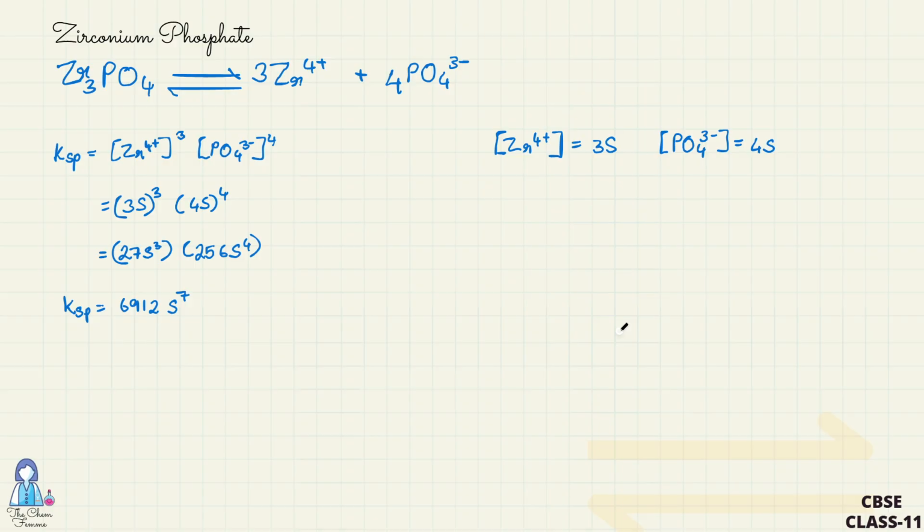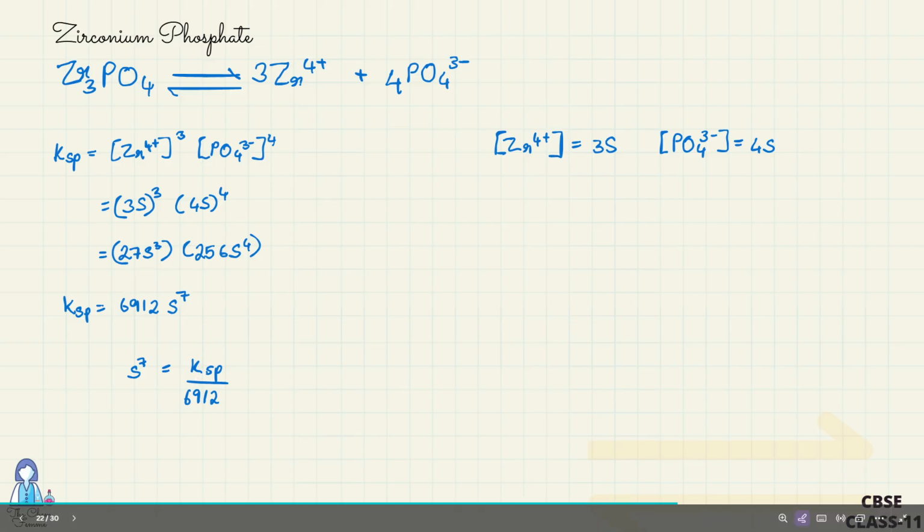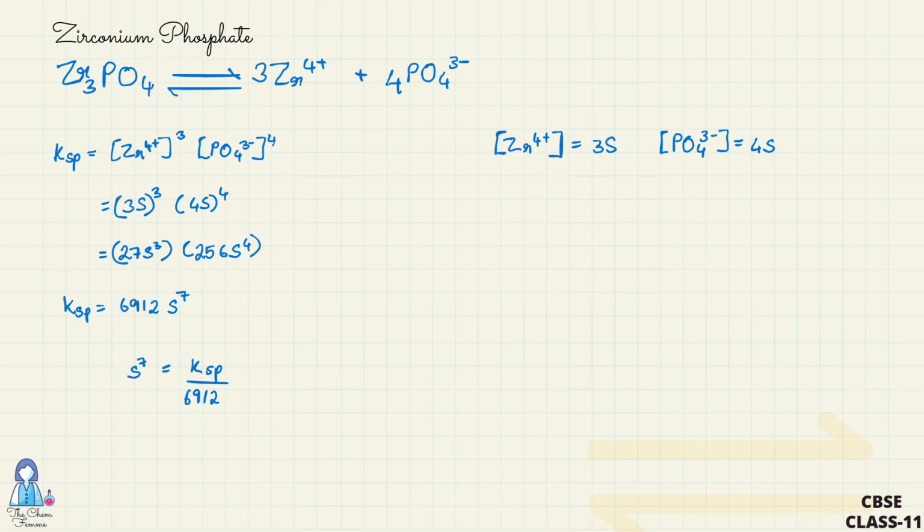Now, the reason we got into all of this is to figure out the value of S. We're trying to figure out the solubility. So S^7 will be equal to Ksp divided by 6912, right? We just move things around, and then you end up with this particular equation for zirconium phosphate, where S is equal to (Ksp divided by 6912) to the power 1/7.